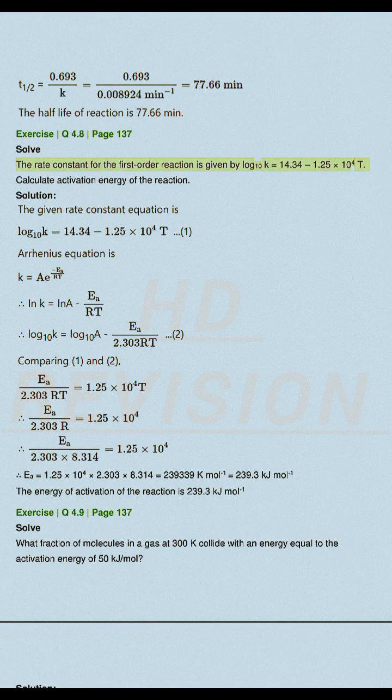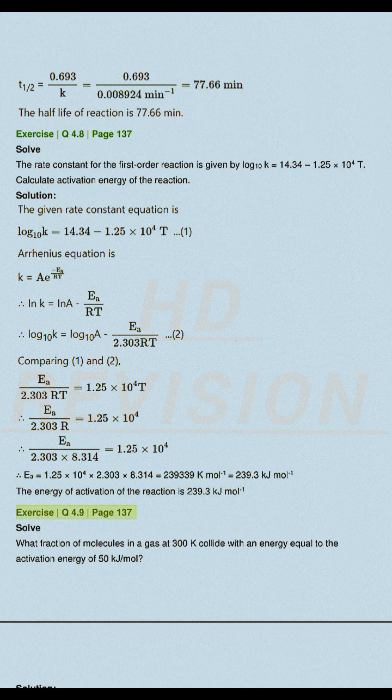Exercise Q 4.8, page 137. Solve. The rate constant for a first-order reaction is given by log10 k equals 14.34 minus 1.25 times 10 to the power 4 over T. Calculate the activation energy of the reaction. Solution. Therefore Ea equals 1.25 times 10 to the power 4 times 2.303 times 8.314 equals 239,339 J mol-1 equals 239.3 kJ mol-1. The energy of activation of the reaction is 239.3 kJ mol-1.